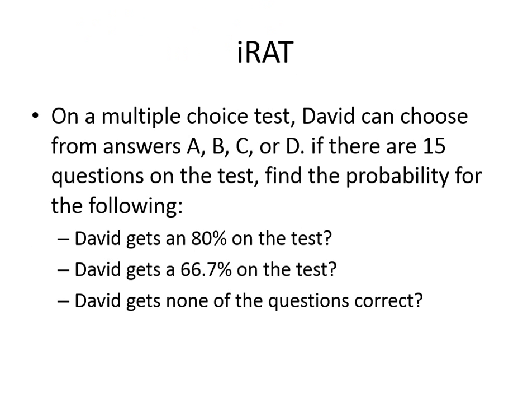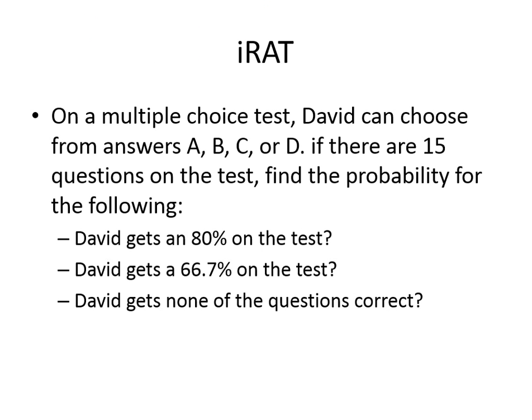So there's a multiple choice test. David can choose between answers A, B, C, or D. There are 15 questions on the test. Find the probability of the following. David gets an 80 on the test, gets a 66.7 on the test, or 2/3 on the test, and he gets none of the questions right.